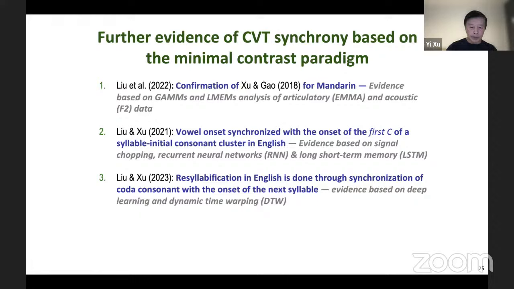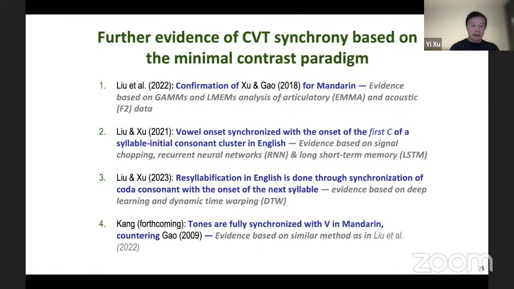And lately, there is one that's not published because this is a master's dissertation. In this study, she showed that when you use the same method to look at tones, we are even more certain that tones are also synchronized with consonant and vowel at the beginning of the syllable.